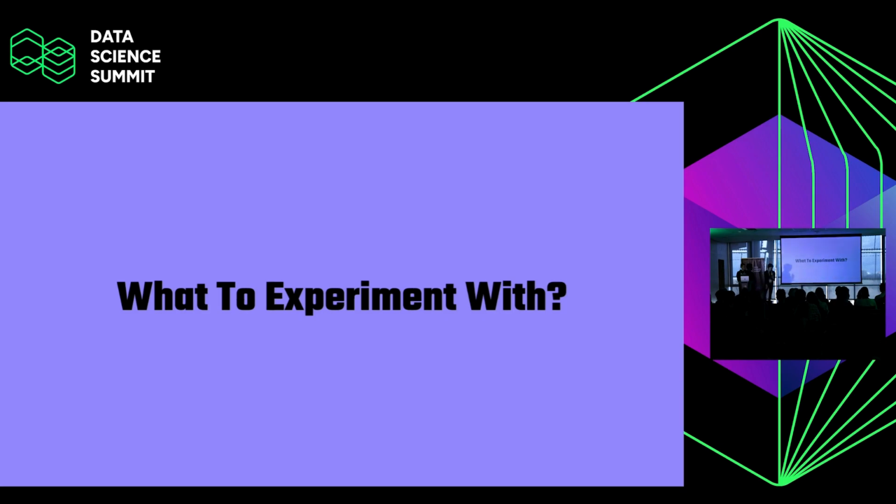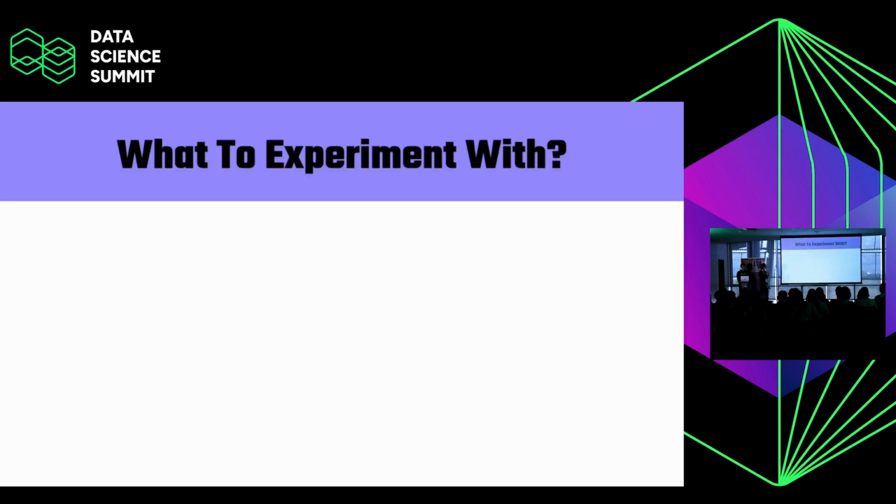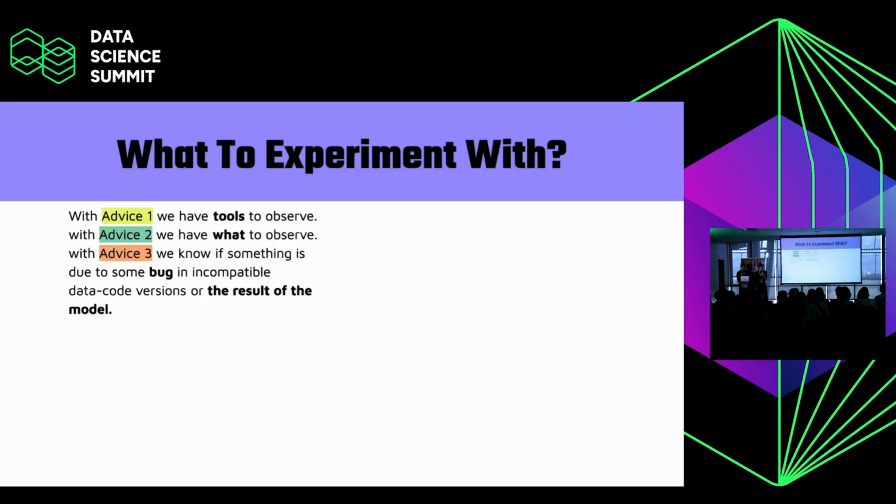That's a golden question of machine learning. What should I do next? And I would like to convince you that if you have those three pieces of advice implemented in some sense, you know that you have tools to observe. You know what to observe because you can easily check different models, and you know that if something is not working, probably it's due to the model architecture or pre-processing, and not because you took wrong normalization files.